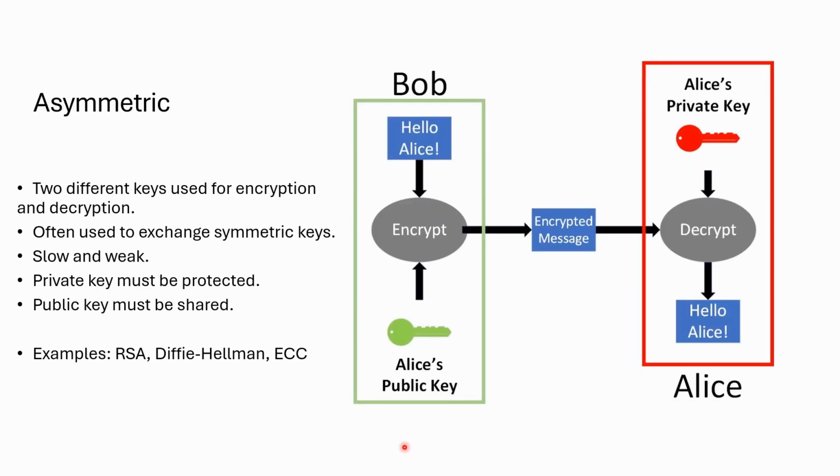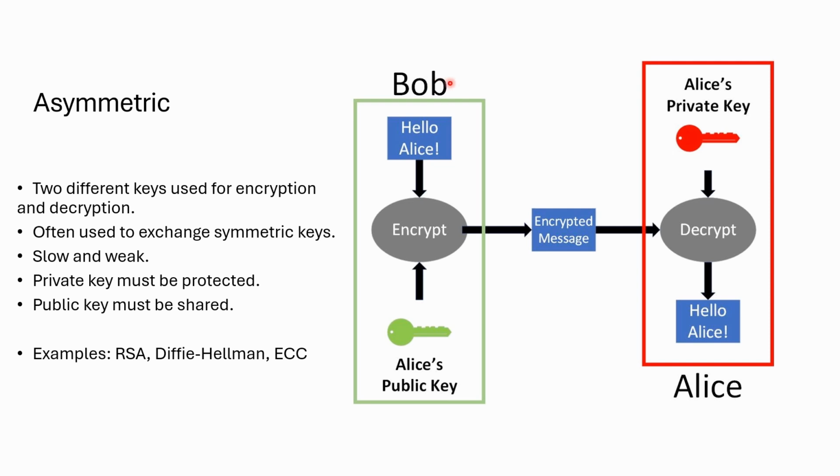Then you have asymmetric, which a lot of people have trouble wrapping their head around because you have two different keys. Those keys are mathematically related, right? So I'll go through this bit on the left, and then we'll walk through it. It uses two different keys for encryption and decryption, often used to exchange symmetric keys. It's slow and weak. Private key must be protected. Public key must be shared. Examples are RSA, Diffie-Hellman, ECC.